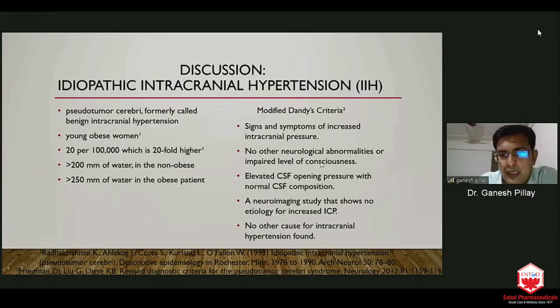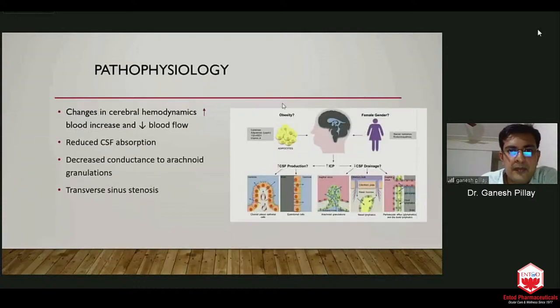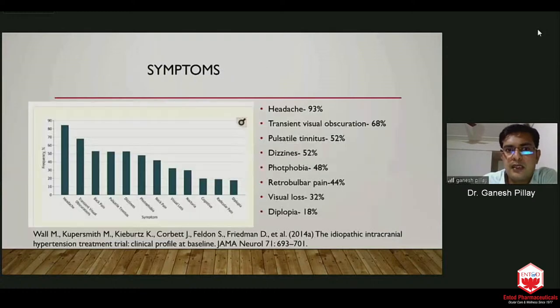Modified Dandy criteria guide us in labeling it as idiopathic intracranial hypertension. Signs and symptoms of increased intracranial pressure, no other neurological abnormalities or impaired level of consciousness, elevated CSF opening pressure with normal CSF composition, a new imaging study that shows no etiology for increased ICP, and no other cause for intracranial hypertension found. So the pathophysiology is basically a change in cerebral hemodynamics, reduction of CSF absorption, decreased conductance through arachnoid granulations, and transverse sinus stenosis is frequently associated with IIH.